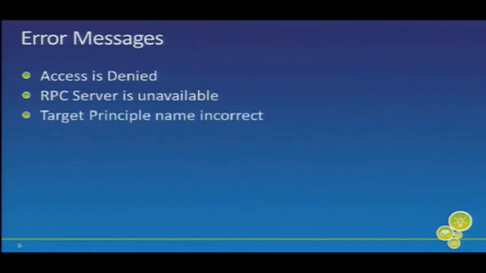Okay, we have target principal name incorrect. Why we get this error message is, take a user object. The user has a user object in Active Directory, and I have a password for myself. I change the password based on whatever the max password age has been set. In my case, I change the password every 42 days.